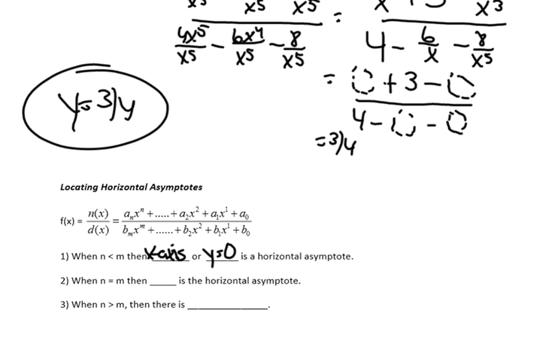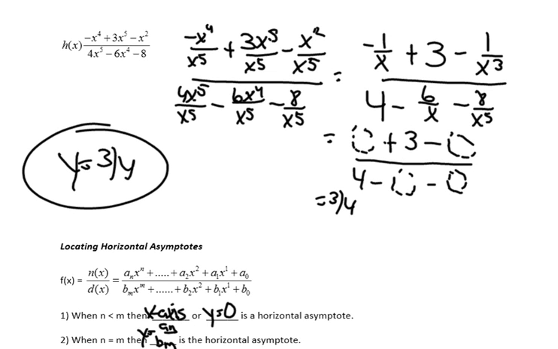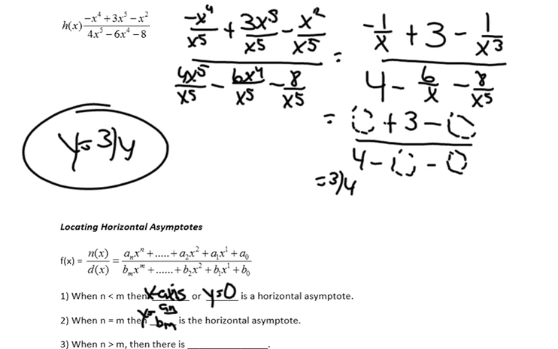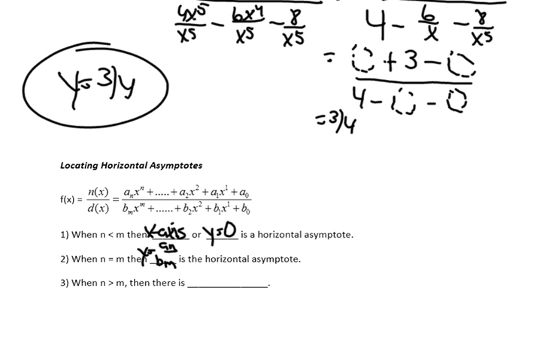Now, if the degree of the numerator is the same as the degree of the denominator, then what am I going to do? That is going to end up being y equal to a sub n, the leading coefficient in the numerator, divided by the leading coefficient in the denominator. That was the example that we just finished doing here. Again, leading coefficient in the numerator is 3. The leading coefficient in the denominator is 4, so we end up having 3/4. If the degree of the numerator is larger than the degree of the denominator, then there is no horizontal asymptote.